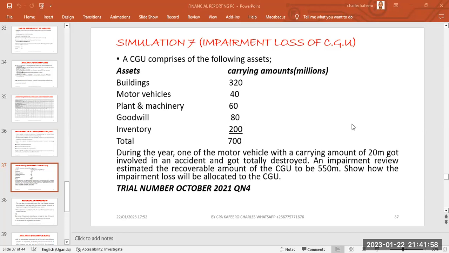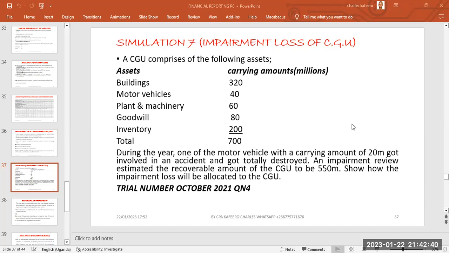The question says, during the year, one of the motor vehicles with a carrying amount of 20 million got involved in an accident and got totally destroyed. An impairment review estimated the recoverable amount of the CGU, that's the cash generating unit, to be 550 million. The required is: show how the impairment loss will be allocated to the CGU. And we also have a trial number for October 2021, question 4. You may try to look at it.